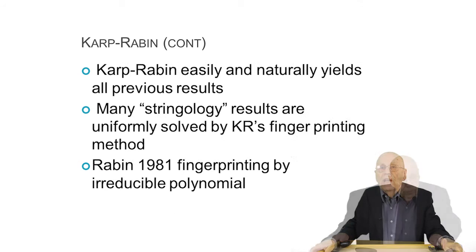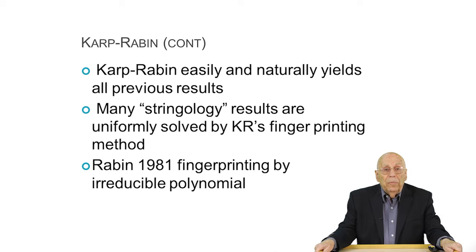described before. Karp-Rabin easily and naturally yields all previous results and in many instances even improved forms of those results. Many stringology results are uniformly and easily solved by the KR fingerprinting method. In 1981, I introduced fingerprinting using irreducible polynomials, which is widely used also for many security problems.